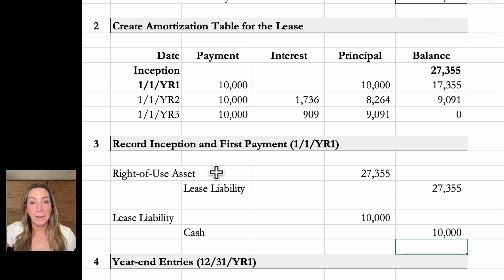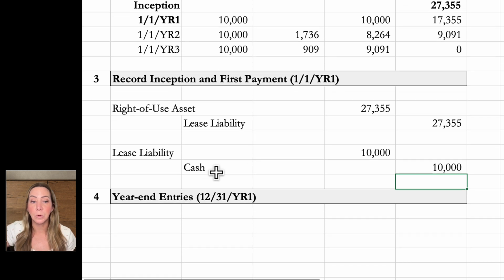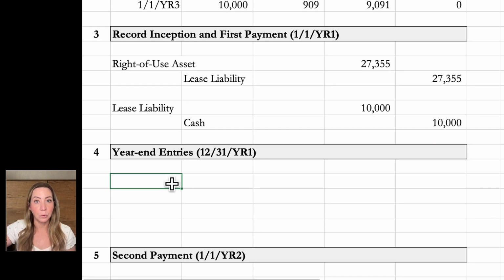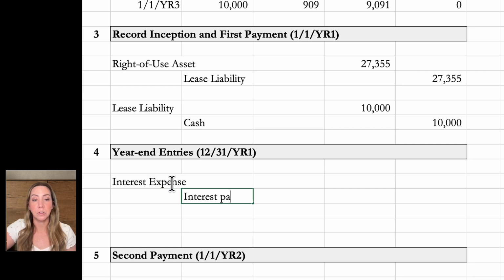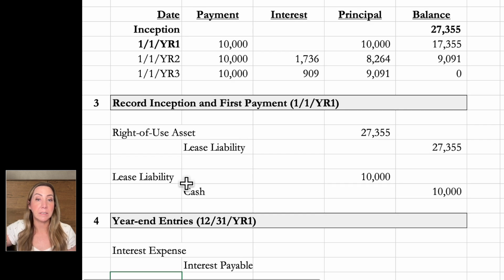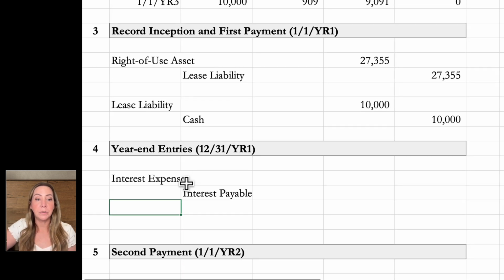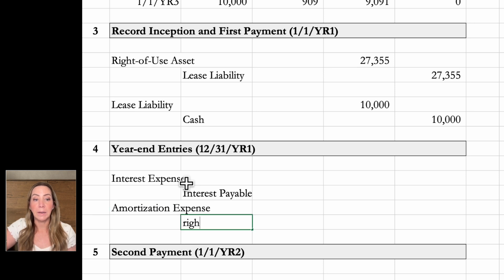The next entry at the end of the year is normally to record interest expense. So I'm going to show you what we would normally do, and then I'll show you how to adjust it for an operating lease. What we would normally do is debit interest expense and credit interest payable for the amount that's shown in the table above at $1,736. Then we would debit amortization expense and credit the right of use asset.